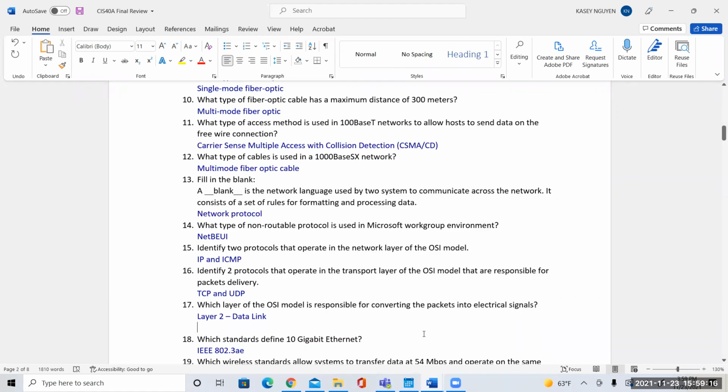18, which standards define 10 gigabit Ethernet? Whenever you hear Ethernet, you should think about 802.3. So make sure that we start remembering standards. It's so important that you do. Standards are defined by IEEE, and for the 10 gigabit Ethernet, that will be your 802.3ae.